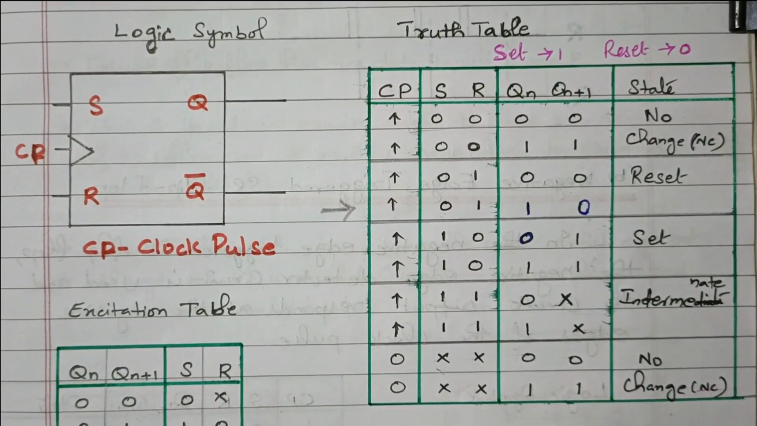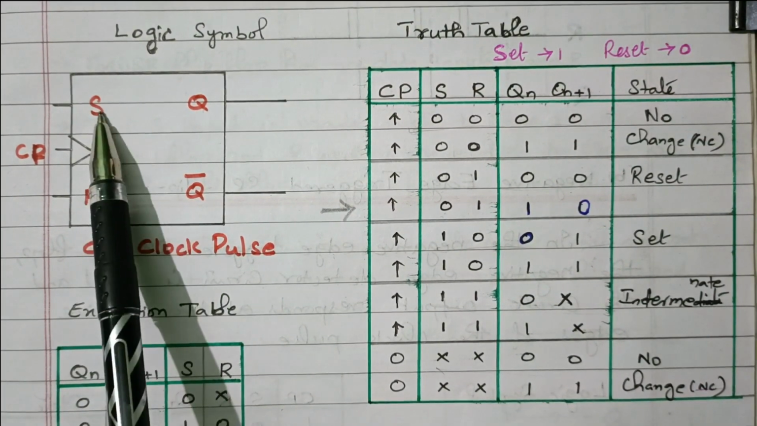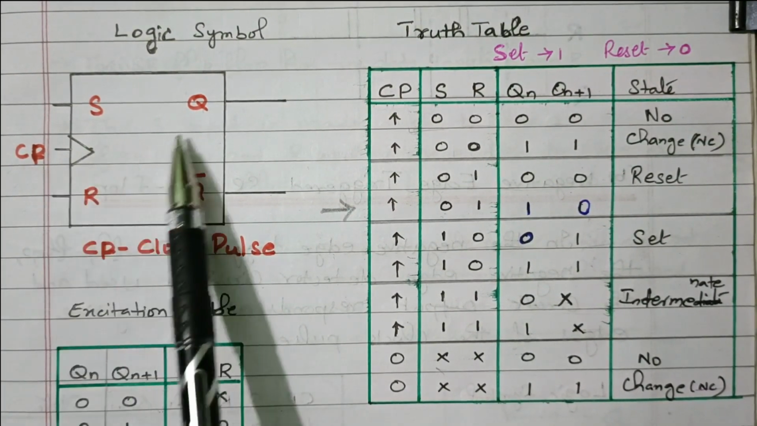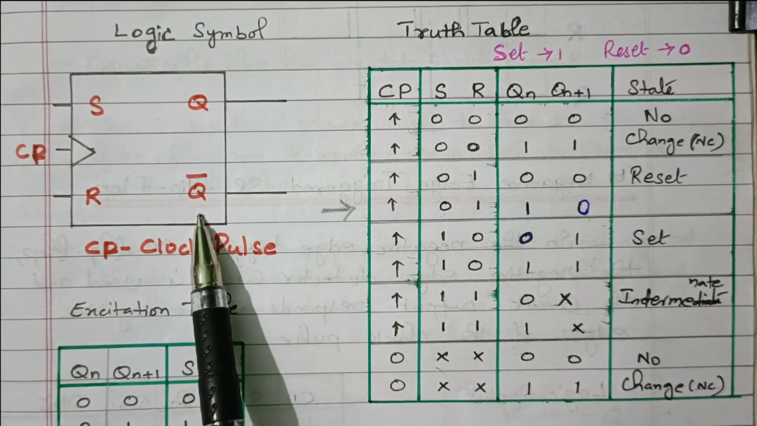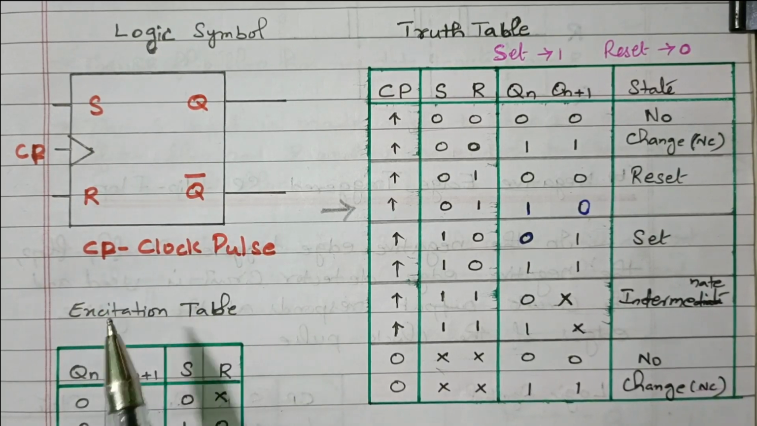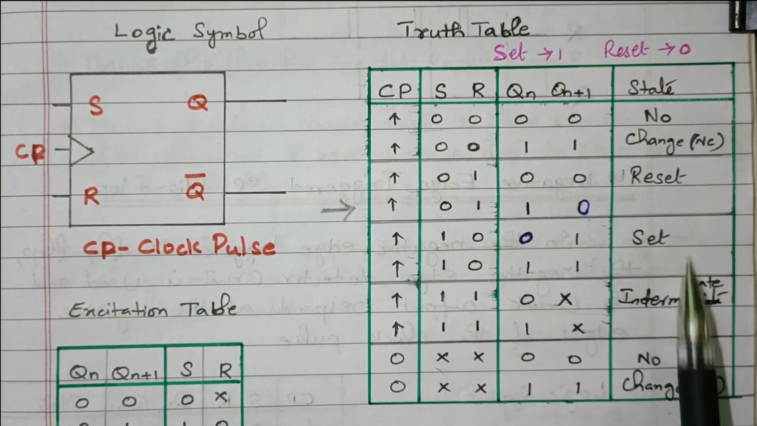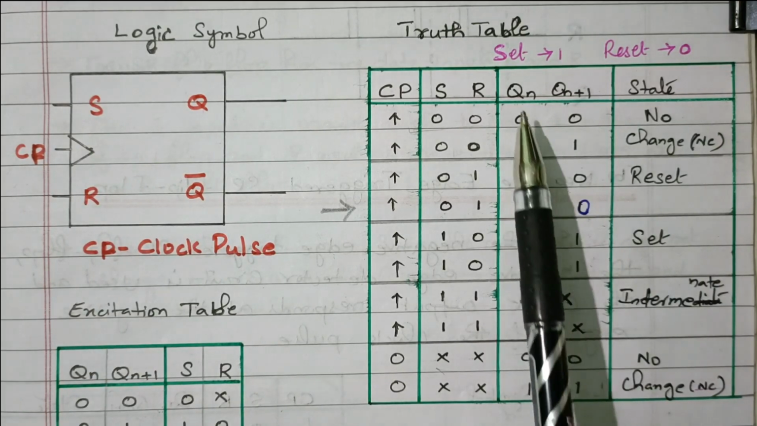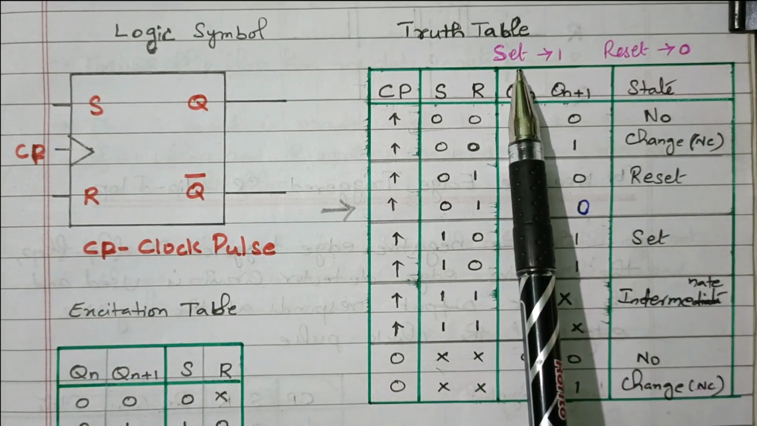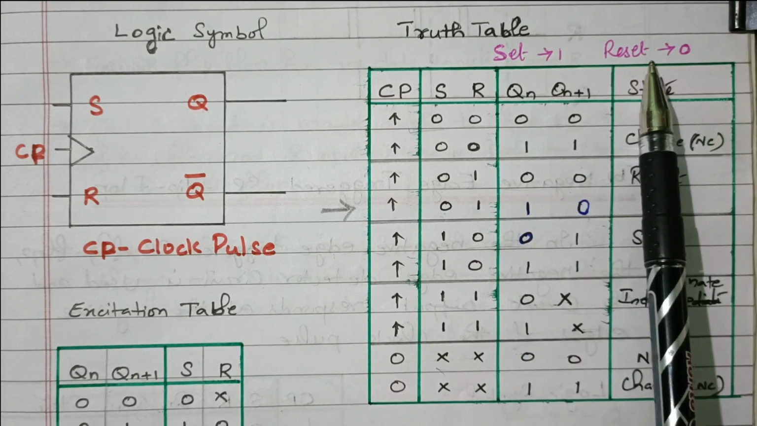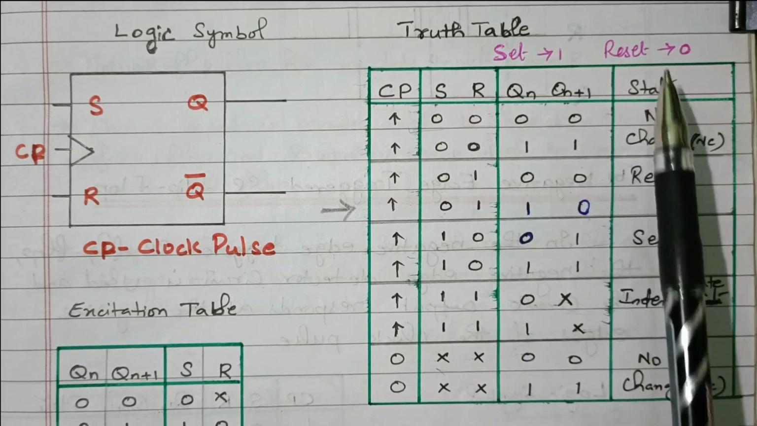So this is the logical diagram. S input, R input, clock pulse, output, complement of the output. CP means clock pulse. Right, this is the truth table. This is very important. The set we already discussed. Set means 1. Reset means 0. We are resetting the output as 0.